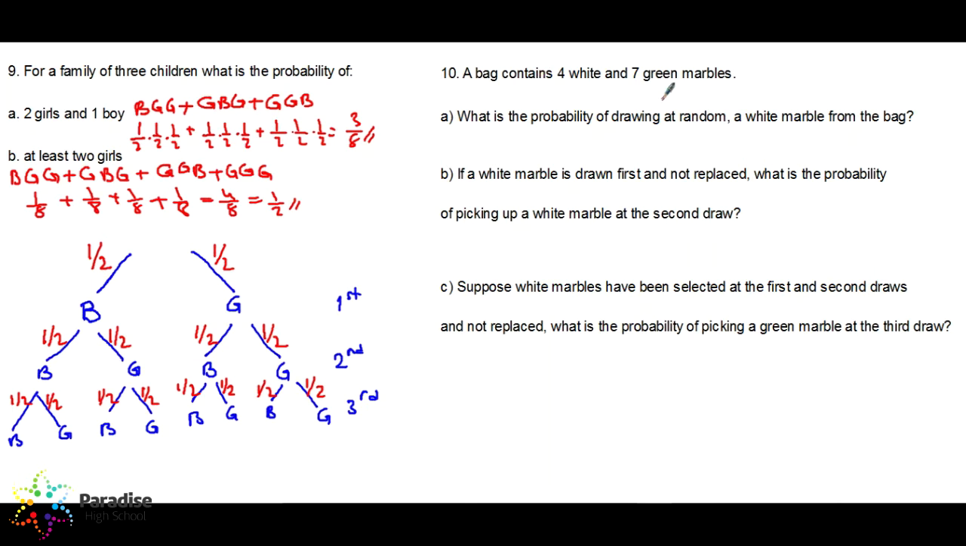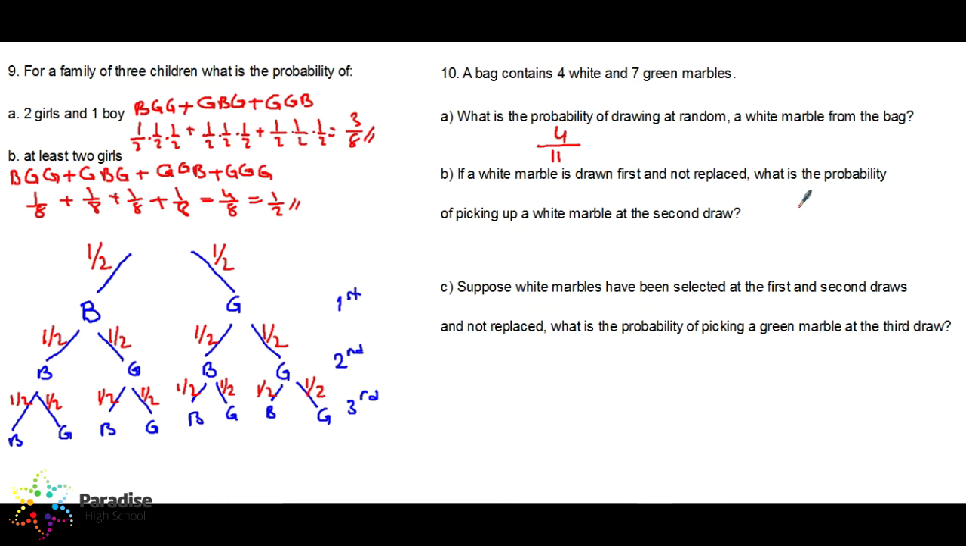Okay, let's look at the next question. A bag contains 4 white and 7 green marbles. What is the probability of drawing at random a white marble from the bag? A white marble from the bag, the probability will be 4/11. If a white marble is drawn first and not replaced, what is the probability of picking a white marble at the second draw?